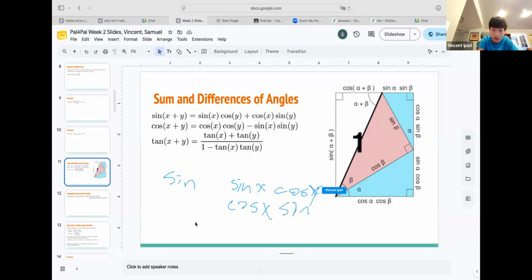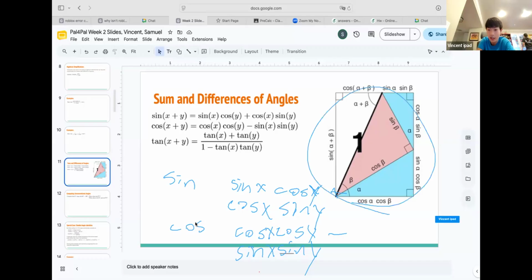Oh, sorry. And then for cosine, it's going to be a minus sign. For sine it's a plus sign. For cosine it's a minus. For cosine, you write cosine, sine, sine, and then you can put in the arguments. Tangent is special. It's just memorization. I guess you can derive it.